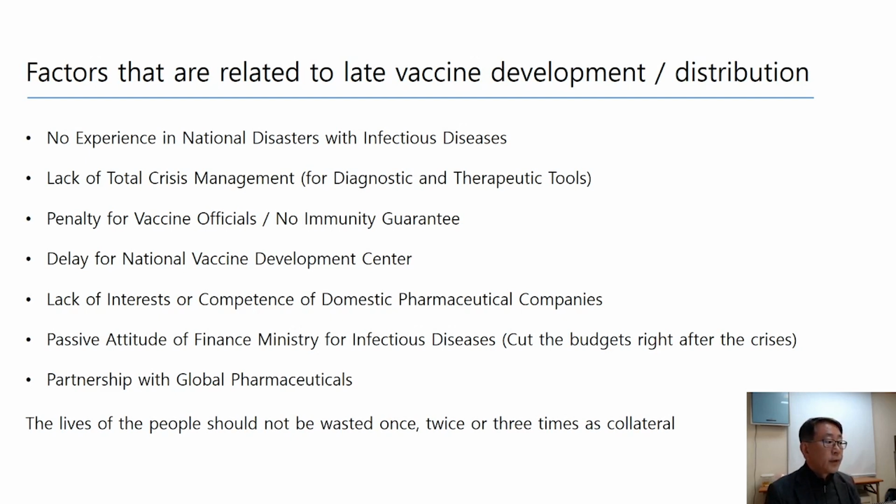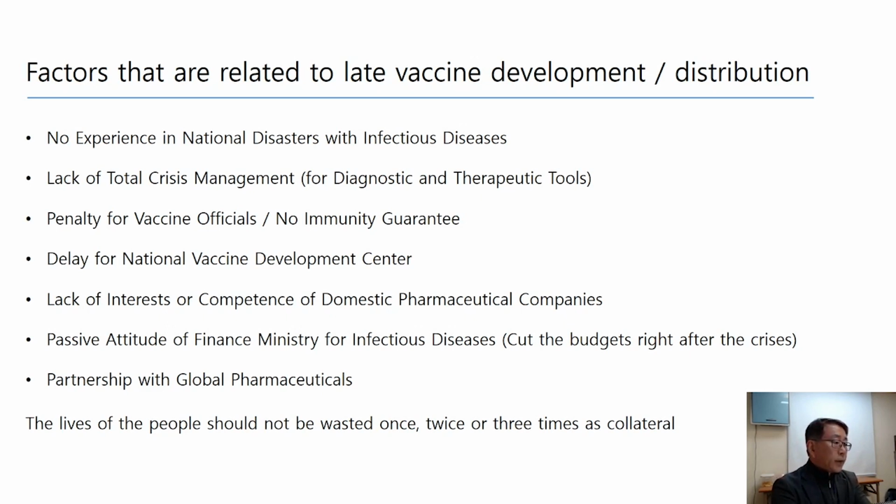And the fourth factor is a delay. There has been a delay in having a National Vaccine Development Center. And last year, the government initiated this vaccine development center near my university, which was too late. Actually, they finished constructing the building, and then this coronavirus disease developed.